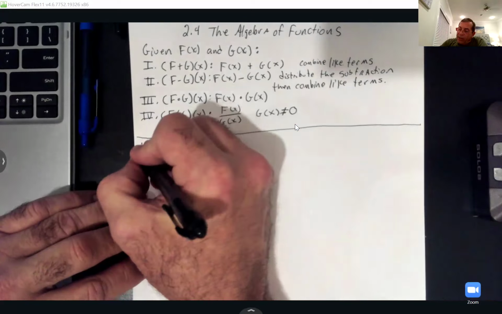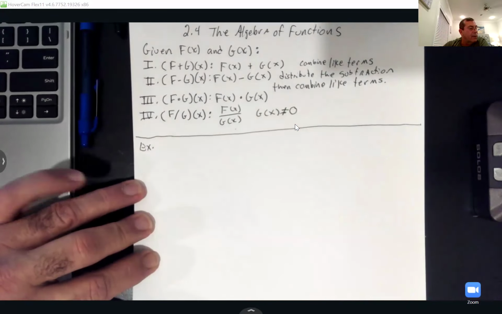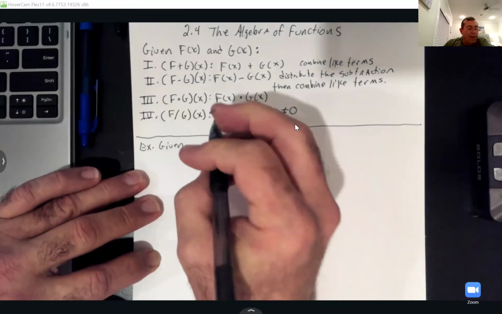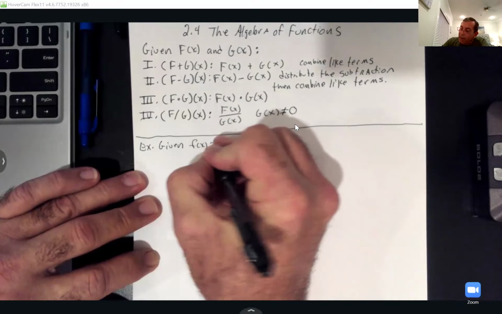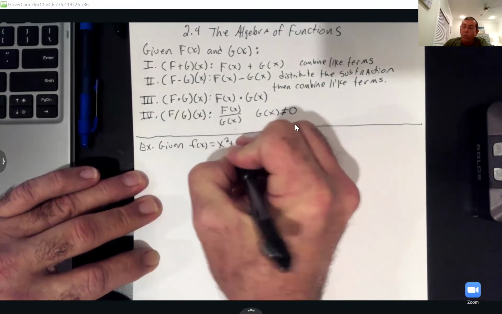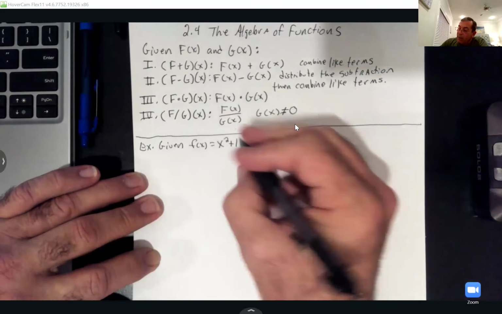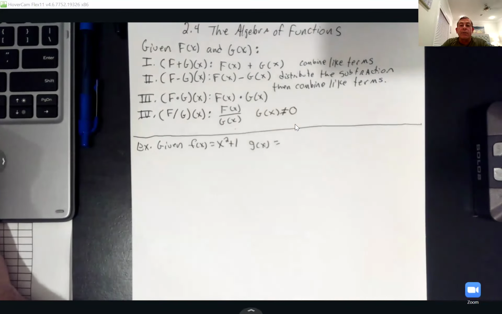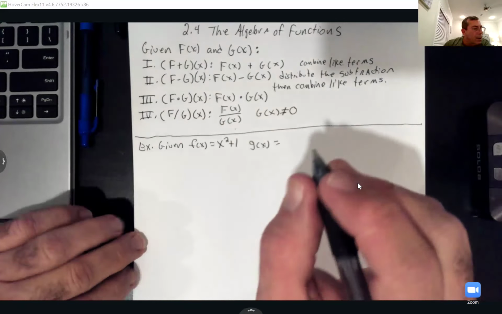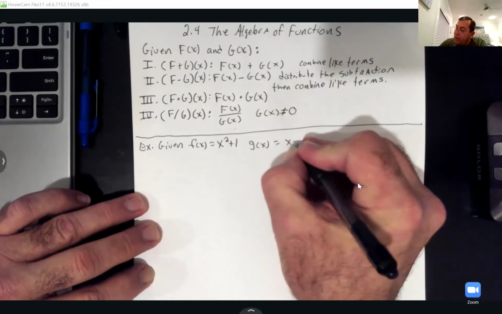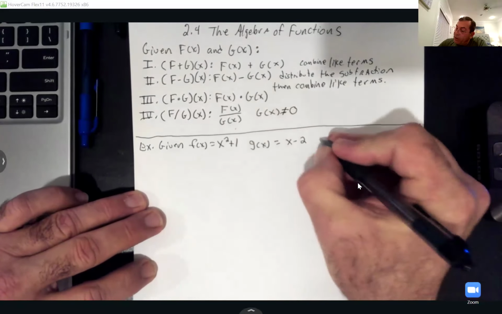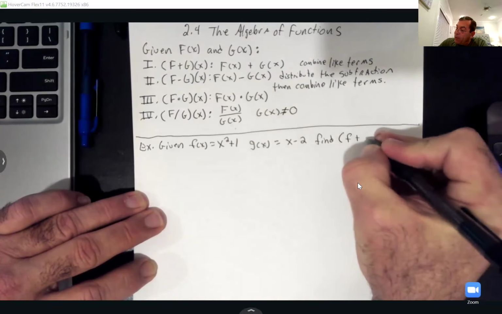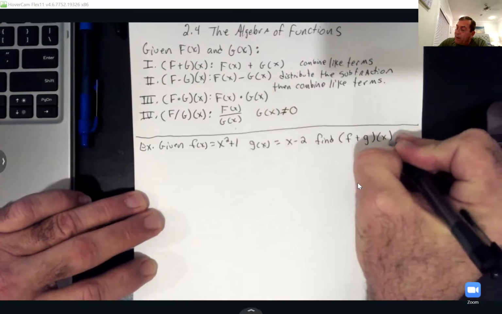So we'll go through their examples. So for number one, they're given f of x equals x squared plus 1, g of x equals, let's see, x minus 2. They want us to find f plus g of x.